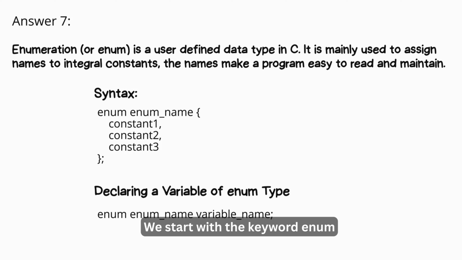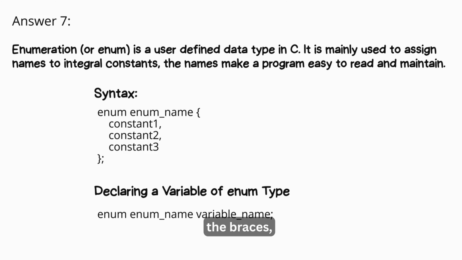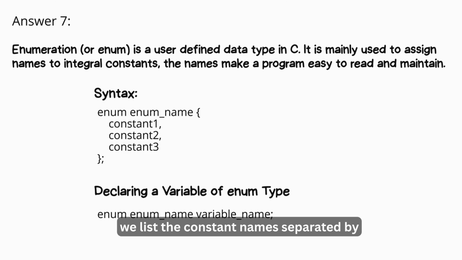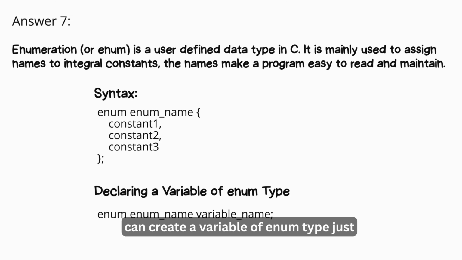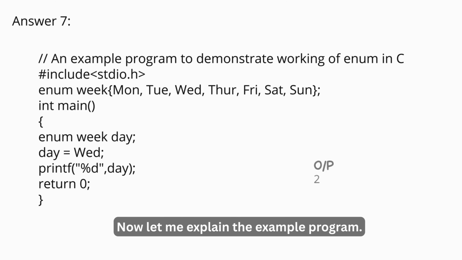We start with the keyword enum followed by the enum name, and inside the braces we list the constant names separated by commas. By default, the first constant gets the value 0. The second gets 1, the third gets 2, and so on. After declaring the enum, we can create a variable of enum type just like we create variables of other data types. Now let me explain the example program.